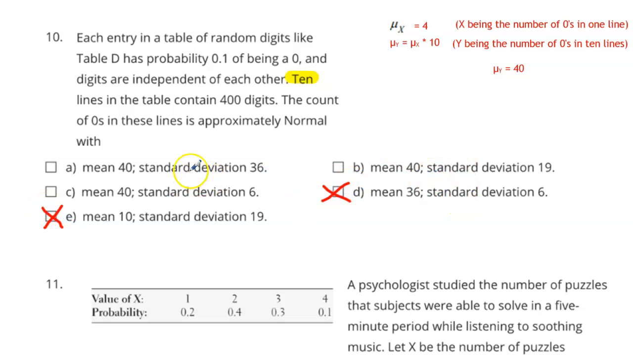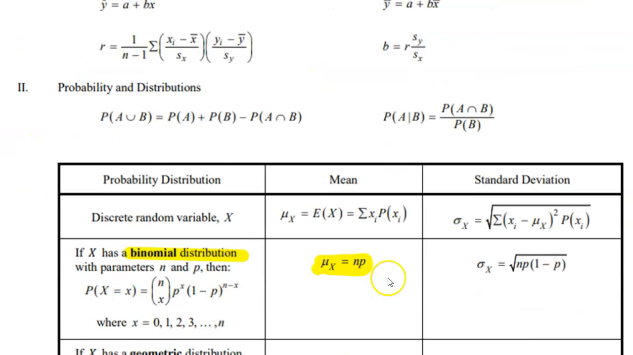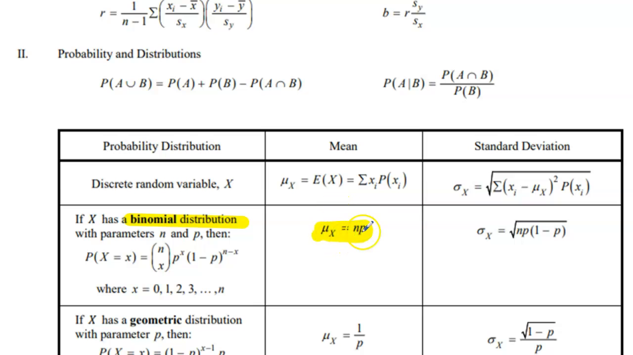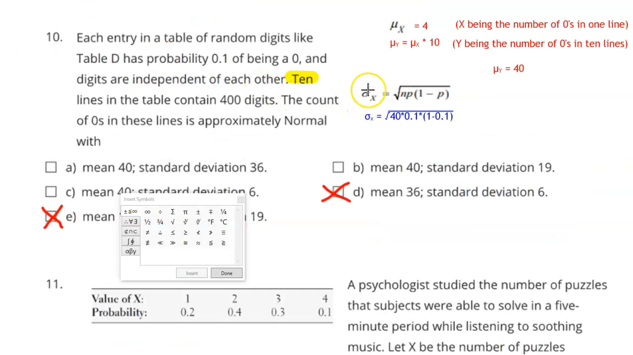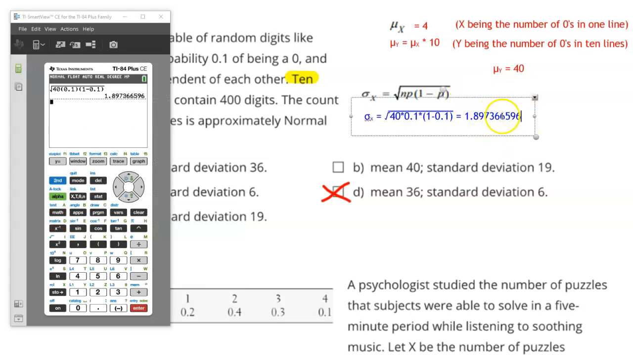In order to find the standard deviation, let's look back at that formula sheet to find the formula for standard deviation. I know that mu sub x is equal to n times p, but the standard deviation of a binomial random variable distribution is the square root of n times p times 1 minus p. So we'll use that formula now. In this case, we're finding the standard deviation of the random variable x. If you recall, n is equal to 40 because there are 40 digits. P is equal to 0.1 because the probability of getting a 0 is 0.1. And 1 minus p is going to be 1 minus 0.1, which of course is 0.9. So the correct answer looks like this. So I get 1.897, etc.